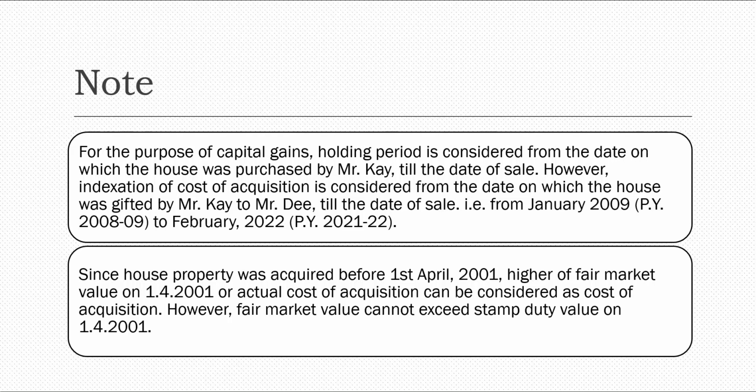Okay. Second, since house property was acquired before 1st April 2001, higher of fair market value on 1st April 2001 or actual cost of acquisition can be considered as cost of acquisition. However, fair market value cannot exceed stamp duty value. So that's a law that the fair market value cannot exceed the stamp value. So stamp value was taken as the value. Okay. हाँ अब बताइए, what was the question?